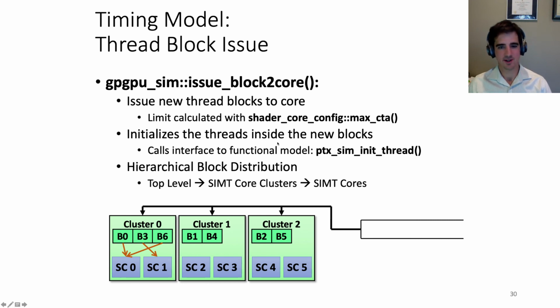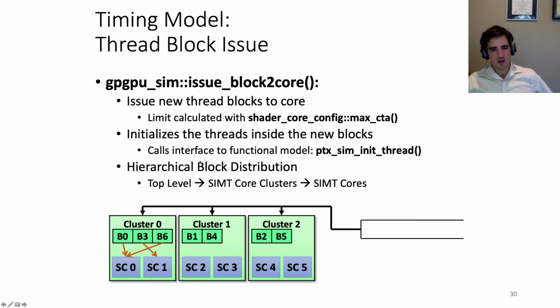Then it will go through and initialize all of the threads inside those blocks. So it will put all of the correct values in for the various registers, like the registers that define what the thread number is, etc. when you call this function.